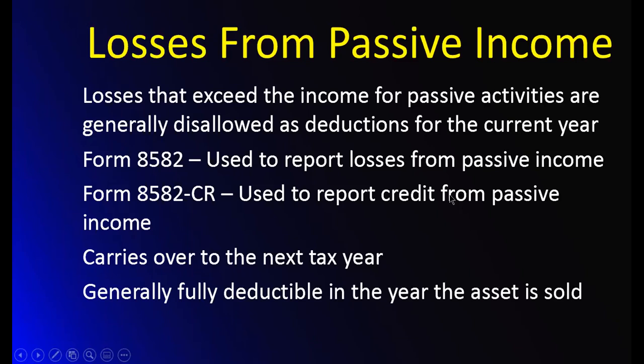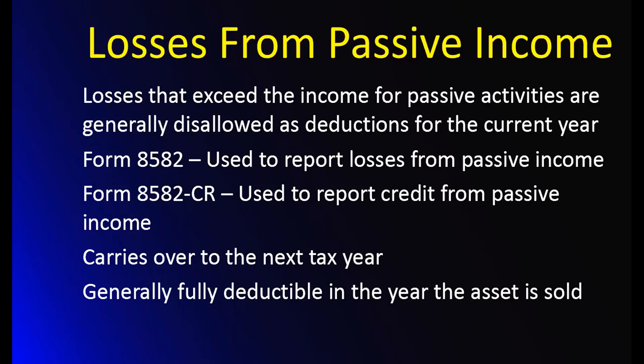And here's the important thing, though. If it's a rental property and you have losses one year and you are carrying them over, but you sell the property the next year, in the year that the asset is sold, it's considered fully deductible. So everything actually is deductible in the year the asset is sold. At that point, it does become deductible, only in the year a passive asset is sold. All right, does that make sense? Anybody following me on that one?